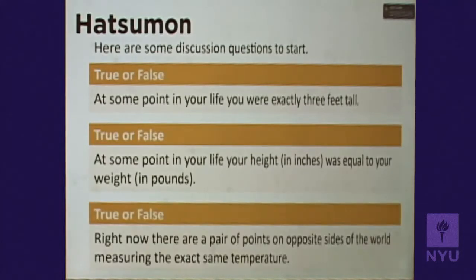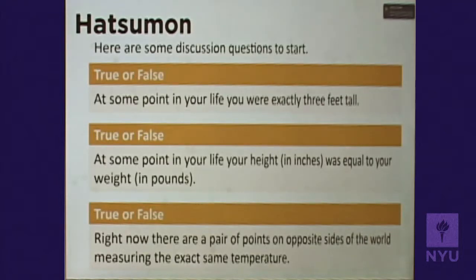Next question. Right now, there are a pair of points on opposite sides of the world measuring the exact same temperature. The exact same time, 2 points on the opposite sides of the world having the same temperature. So if you drilled a hole from here all the way through the center of the Earth, coming out on the other side, measured the temperature on both places where that line comes out, you would discover the exact same temperature. Is that possible? Now that problem seems so complicated as to be impossible. How could we ever know that?